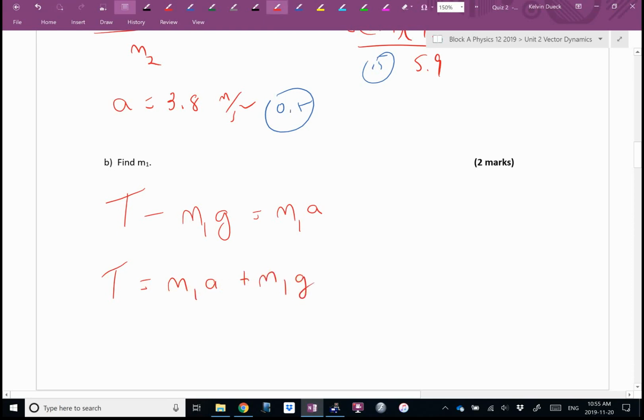How many M1s do I have? 2. How many would I prefer? 1. You know what would be really neat? If there was a grade 9 mathematical operation that I could pull in my back pocket and change this from 2 into 1. And there is, Sam. What is it?